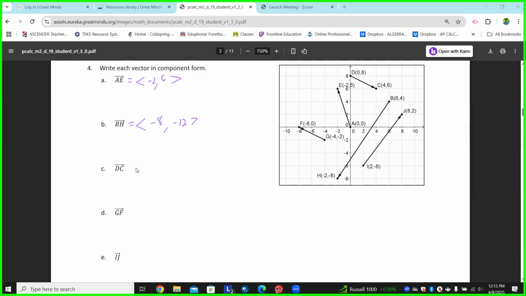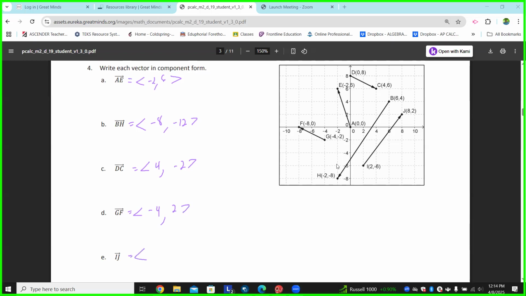Perfect. Then we'll do the directed line segment for DC. You go right here. So that would be, again, here's the initial, here's the terminal. So what's 4 minus 0? What is 6 minus 8? Very good. And then do the directed line segment for GF, -8 minus -4. Very good, because that would make it a positive. And then what is 0 minus -2? +2. Good, because again, it makes it a positive.